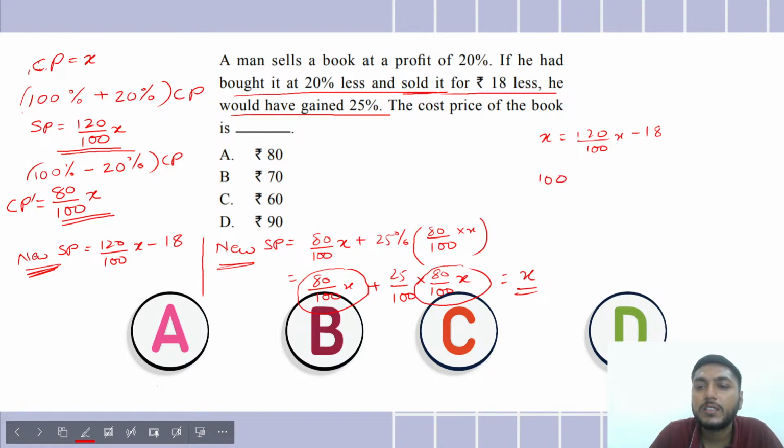So we will get 100x is equal to 120x minus 1800. Then we can get 20x is equal to, sorry, 20x is equal to 1800. Then we'll get x is equal to what? x is equal to 90. So our first question, we have solved it, right? The answer of the first question is option D, that is 90 rupees.